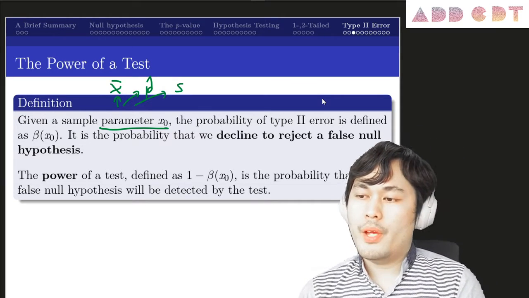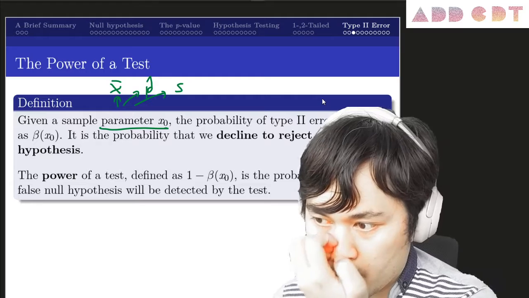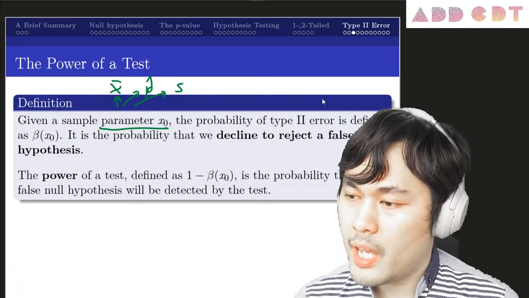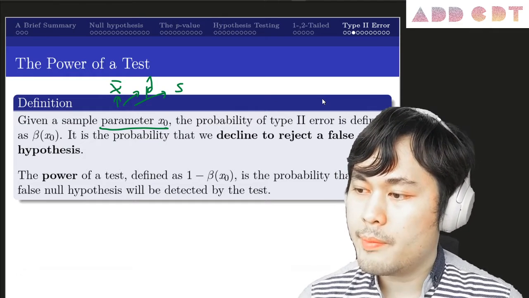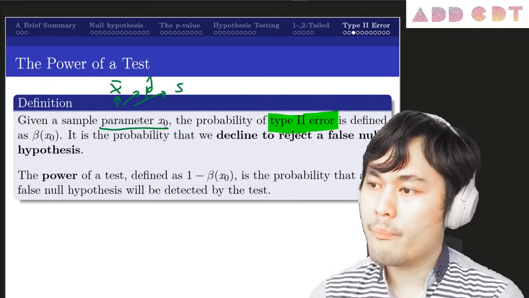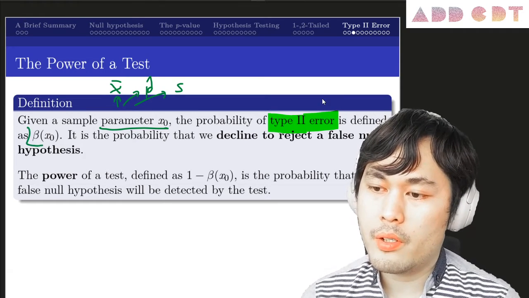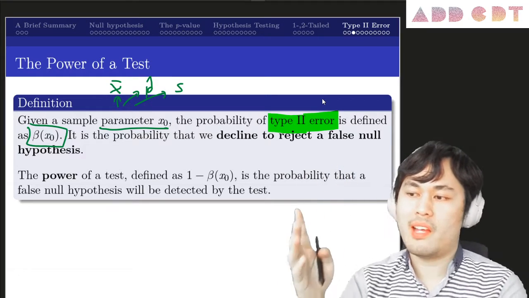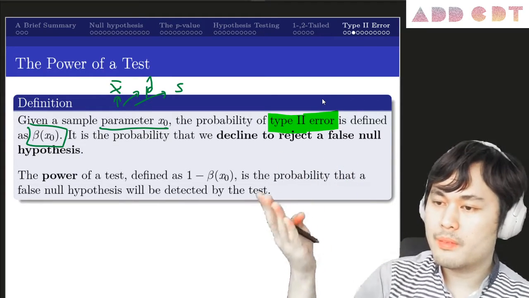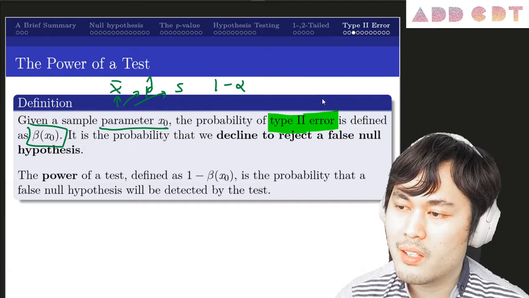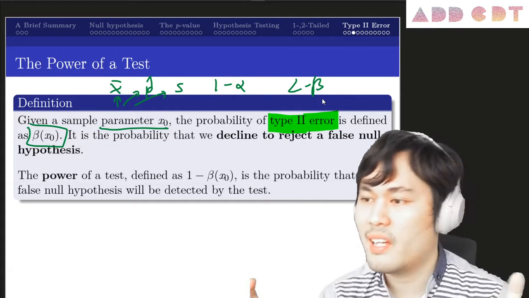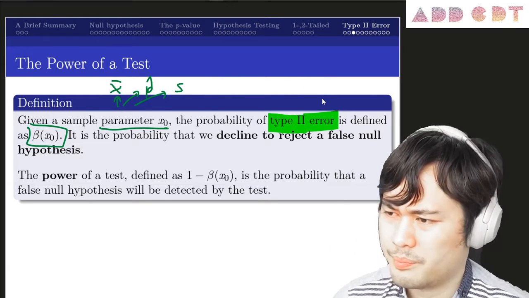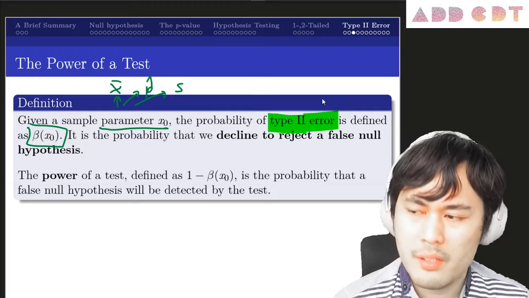Okay. So you're given one of these values, then we have a chance of committing a type 2 error, and that is what we are going to define as beta. And because we have alpha, the next letter after alpha is beta. And if type 1 is alpha, then type 2 has to be beta, kind of like the standard notation of math and Greek letters.